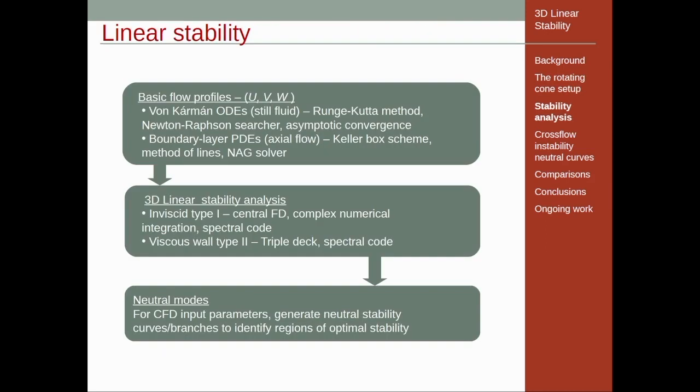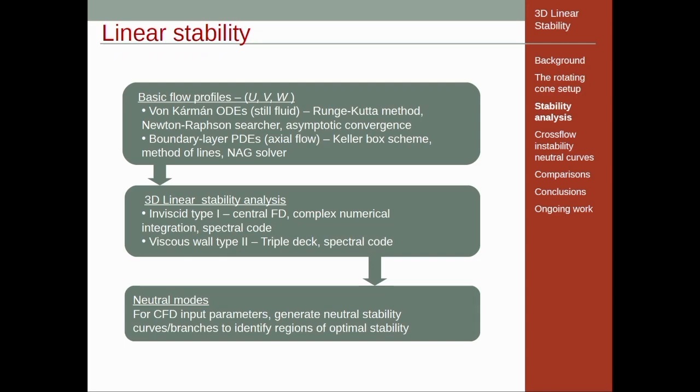Our procedure is pretty familiar to everyone, hopefully. We take a basic flow profile that we compute using an appropriate method. In the case of no axial flow, the equations with our non-dimensionalization collapse to the von Karman ODEs, but with an additional equation for the pressure. And if you have an axial flow, then we solve the boundary layer PDEs. I think at the moment the code that we're using uses the Keller-Box scheme and method of lines to get that.